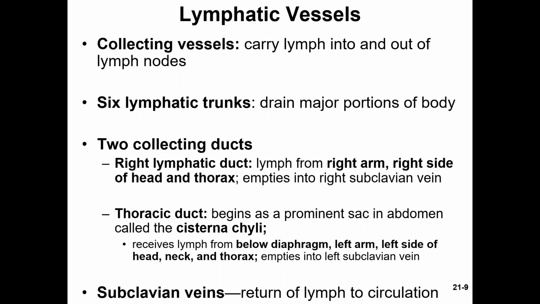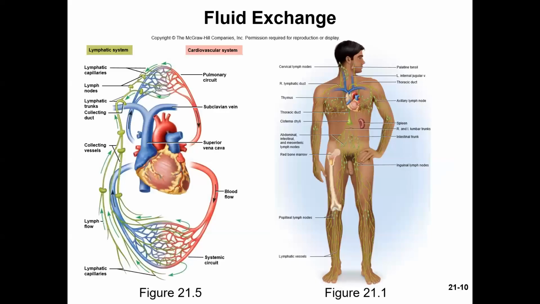The thoracic duct begins as a prominent sac in the abdomen called the cisterna chyli. It receives lymph from below the diaphragm, the left arm, the left side of the head, neck, and thorax, and empties into the left subclavian vein. So these subclavian veins function highly in the return of lymph to the circulation.